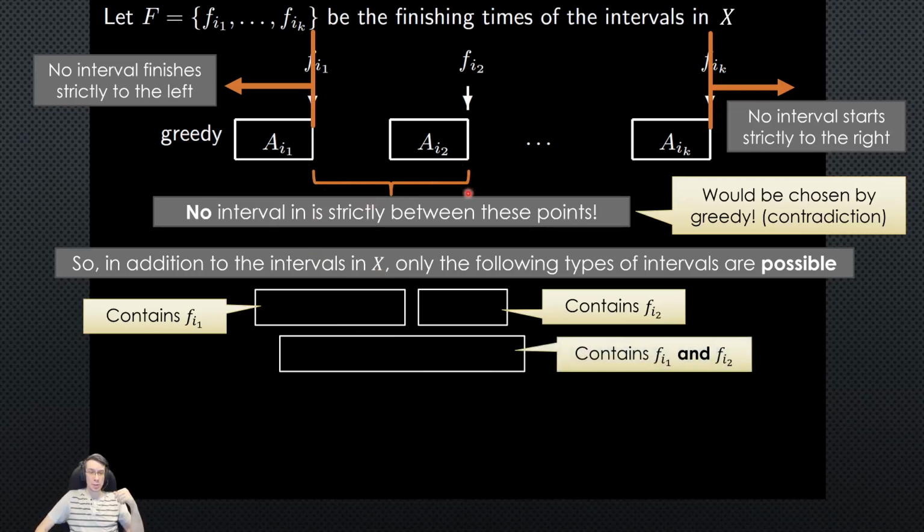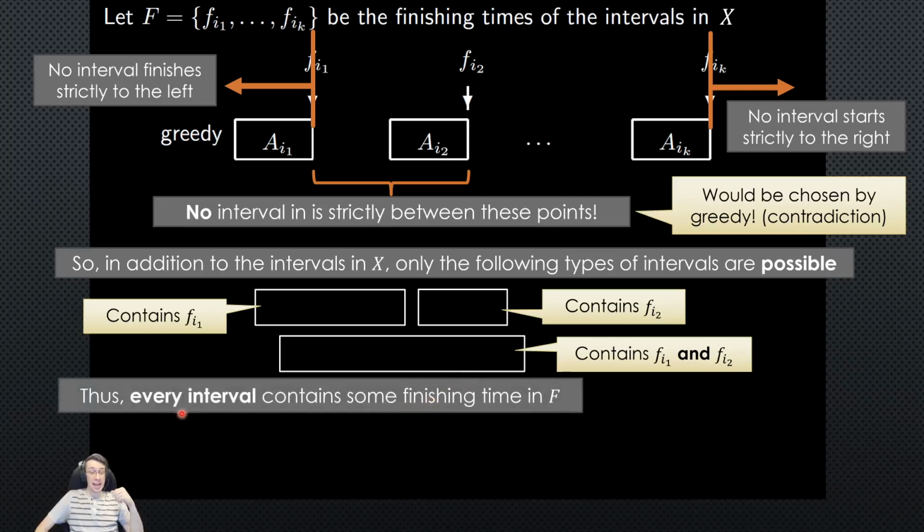So this argument I just made for the space between ai1 and ai2 applies for the space between ai2 and ai3, and ai3 and ai4, all the way to the end. So what this means is you don't have any intervals to the left, you don't have any intervals strictly in between these 2 points, and you don't have any intervals strictly between ai2 and ai3, and so on. And you don't have any intervals strictly between the finishing times of aik-1 and aik, and you don't have any intervals that start strictly to the right of this. So you just have the intervals in X, and then you have intervals that contain individual finish times or intervals that contain multiple finishing times.